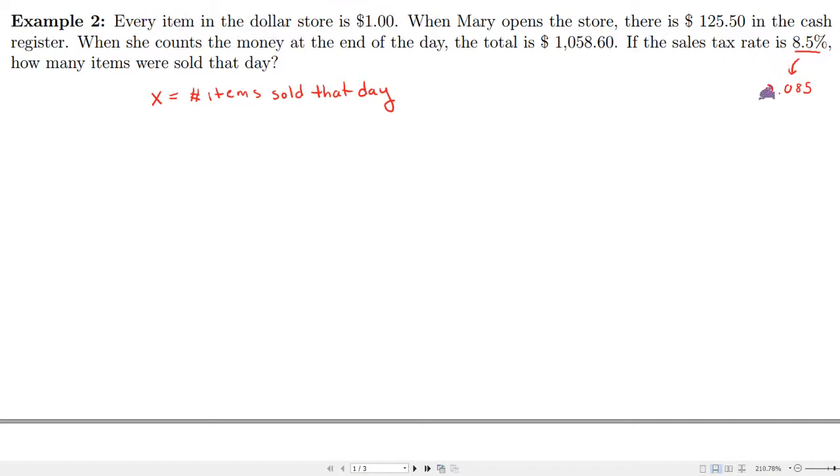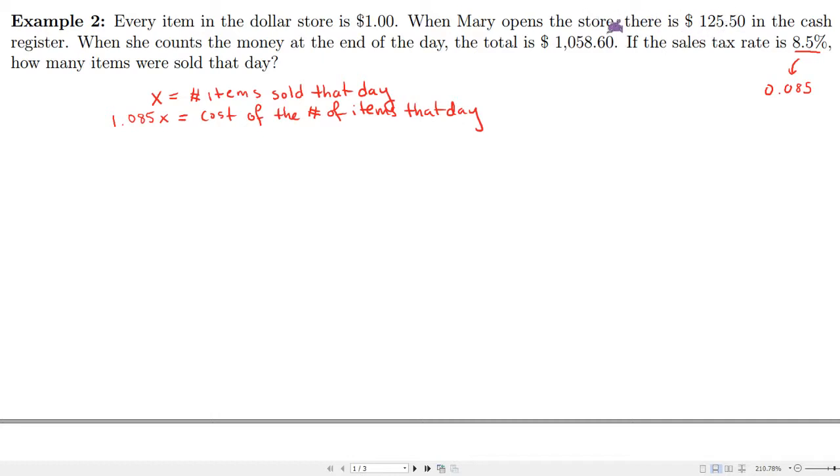So what would the total cost be? Well, it would be 1 plus this, because the sales tax on $1 would be this amount, so then you would add them. So the cost per item would be 1.085. So 1.085x would be the cost of the number of items that day, because you would take the total number of items and multiply by this amount, and that would give you the total cost.